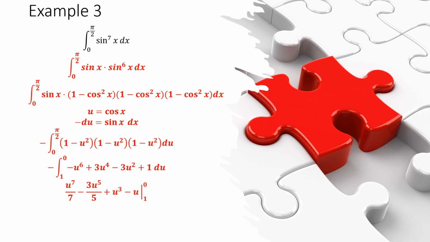Now notice I changed my bounds of integration in terms of u so that I don't have to go back and substitute back in. So remember, to change those bounds, all you have to do is plug the original bounds into your equation for u. All right, so now that my bounds are changed, I can go ahead and work my integral out, plugging in my values, and I'm left with negative 1/7 plus 3/5 minus 1 plus 1, or 16/35.